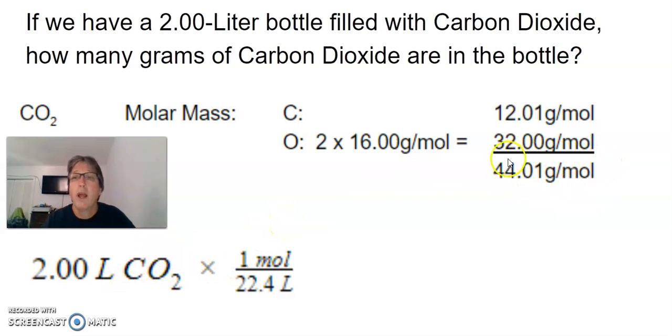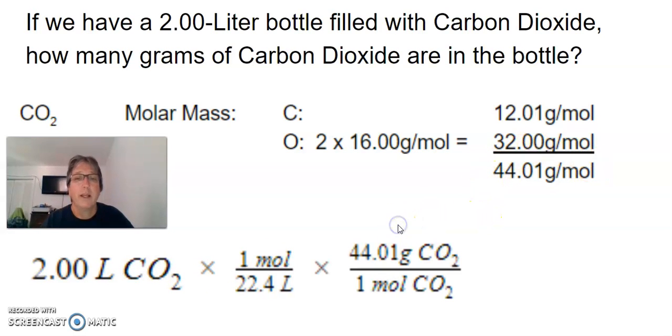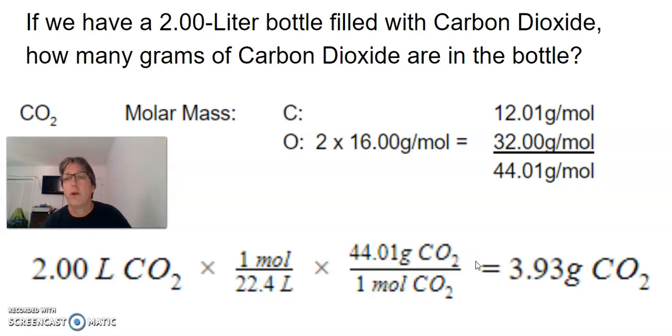So that's where our molar mass comes in. We make a second conversion factor. Again, we want moles to cancel, so it's got to be on the bottom over here, so that moles of CO2 here will cancel with moles of CO2 over here. And we'll end up with an answer that's grams of carbon dioxide. Then all we've got to do is do the math. 2, it's on the bottom, so it's divided by 22.4 times 44.01. And we get 3.93 grams of carbon dioxide.